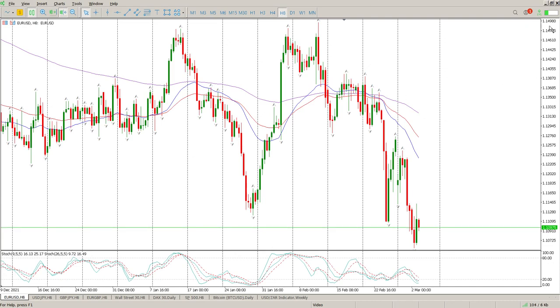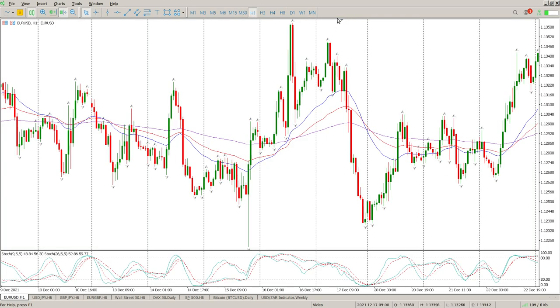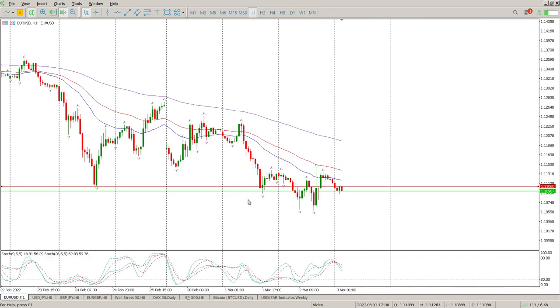So, starting off with Euro USD as usual, and nothing really has transpired from yesterday. We do have a fairly important level here that we need to pay attention to, and that is 111.060. If we get back down to the hour, which is what we want to be trading, you can see we are pretty much above and below that level right now. Nothing really in it.